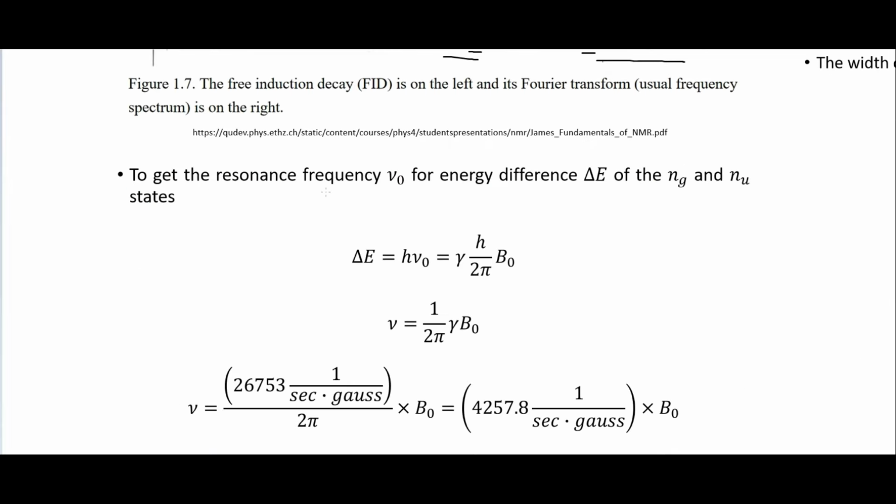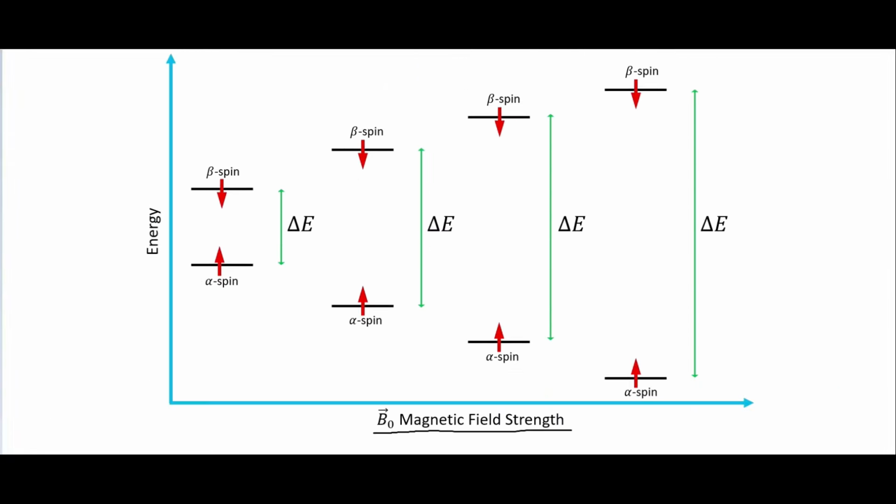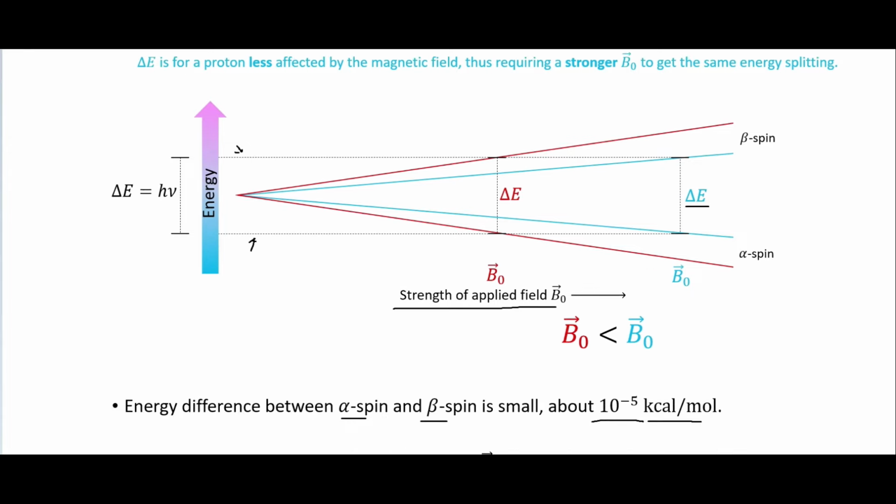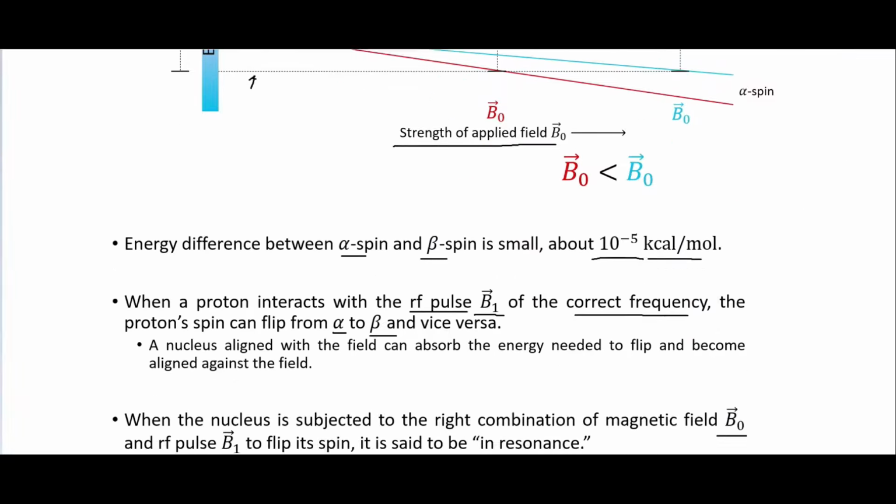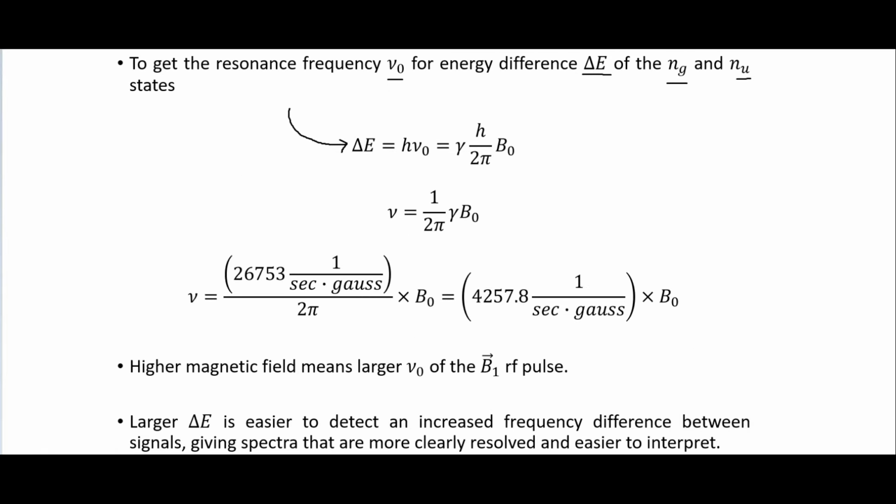So to get the resonance frequency of the nu sub naught here for the energy difference delta E of our N sub G and N sub U states, we get this. So this is the energy difference in them. So remember, if we look back up here, we're looking at these different energy differences here, which is a function of the strength of our static magnetic field. And so this will tell us something about the electric environment of our proton, because it will take a different strength of that static magnetic field to get the same energy splitting depending on the chemical or electrical environment of that proton.